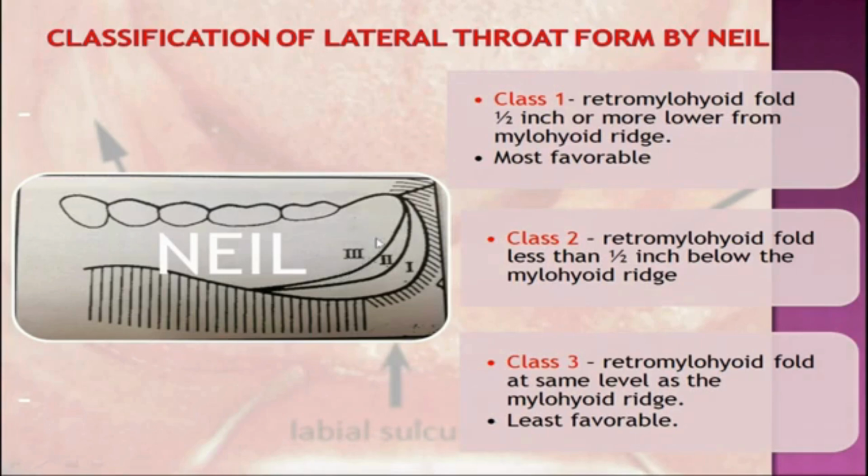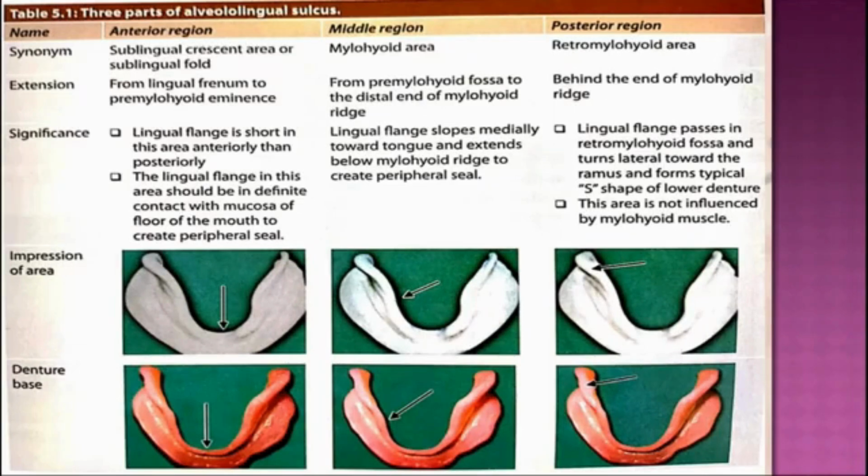The extent of the pouch is noted with the tongue at rest and in function. It is done by placing the index finger into the pouch and asking the patient to protrude the tongue. If the pouch persists during tongue movements and swallowing, then the lingual flange of the denture is carried into this area, which will aid in retention of the denture.